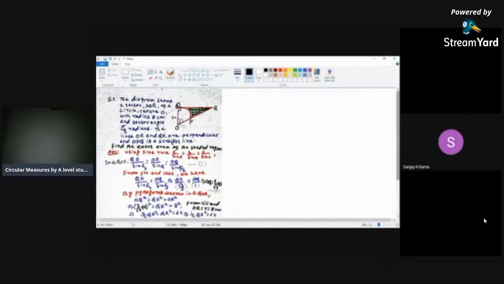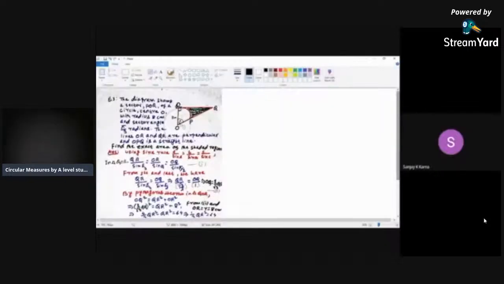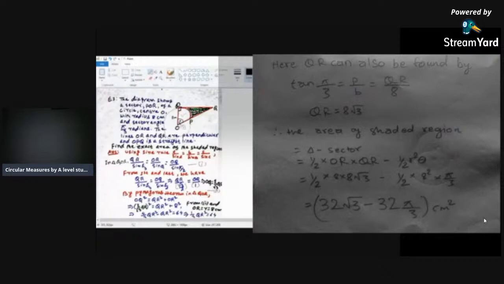The lines OR and QR are perpendicular. So this is the line OR and this is the line QR, and it is given that they are perpendicular. That is, they make an angle of 90 degrees at point R. OPQ is a straight line. Find the exact area of the shaded region. That means you have to find the area of this shaded region.